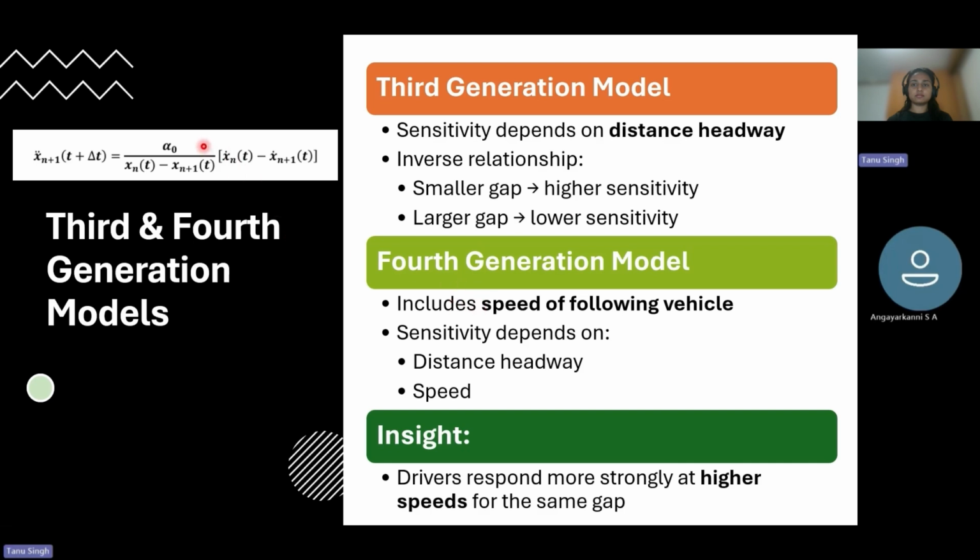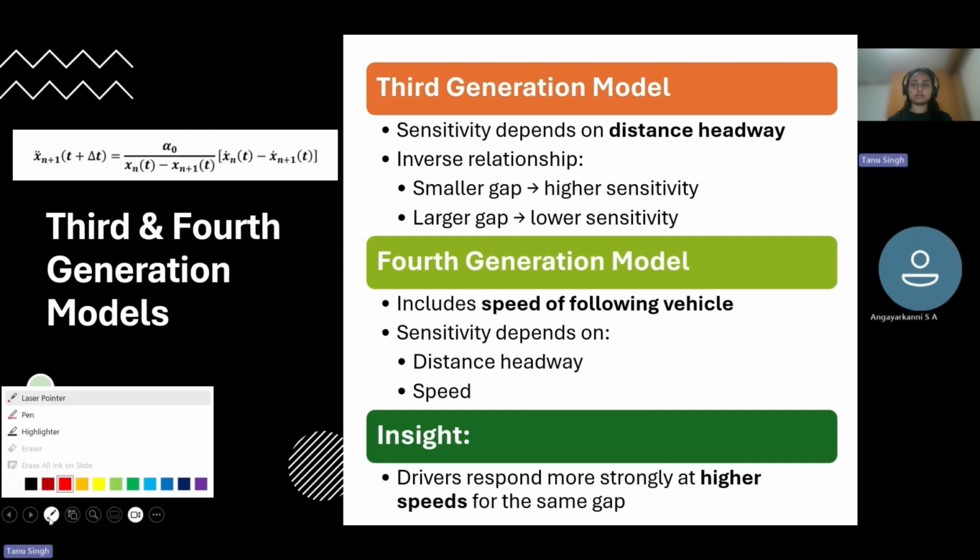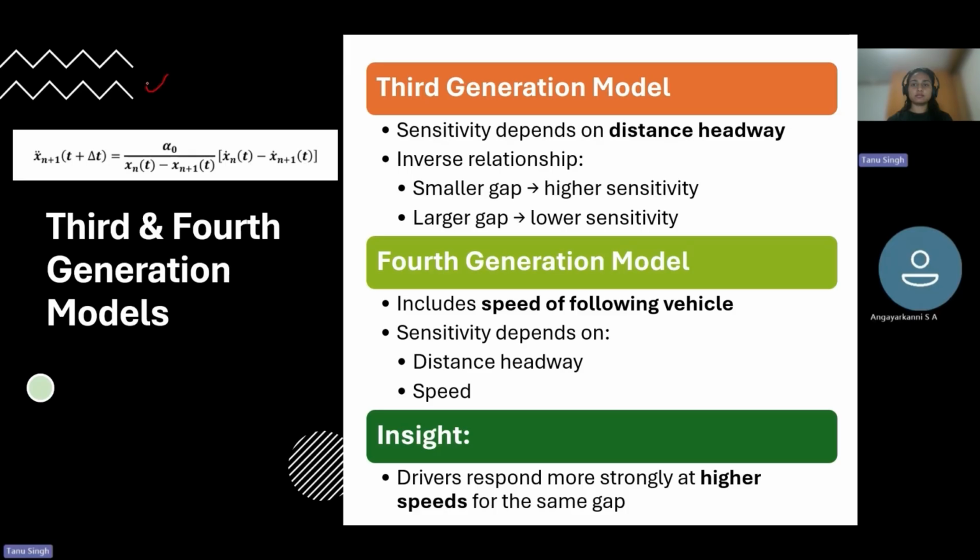So here the sensitivity, if we take it as alpha, is alpha naught divided by the space headway, as shown here. It is a function of space headway, that is, inversely proportional. As we can say, smaller gap, higher sensitivity; larger gap, low sensitivity. So this provided a more realistic and continuous representation of driver behavior.